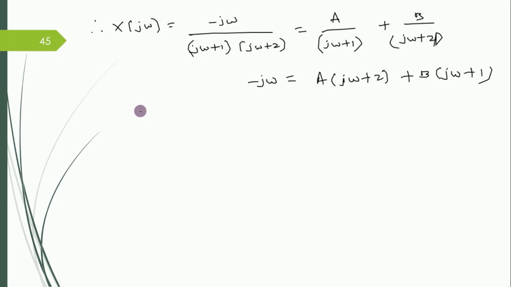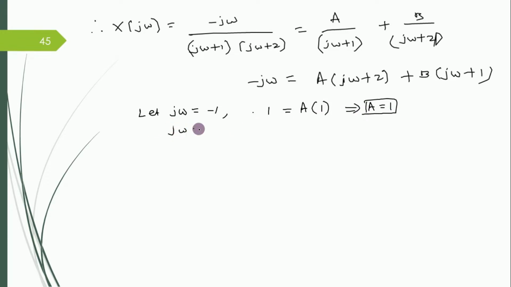So now we shall substitute, let j omega is equal to minus 1. I am choosing this value because I want to retain a, I want to make b's component 0. So if I substitute minus 1 here, minus 1 plus 1 cancels. So here minus of minus 1 is 1. 1 is equal to a into minus 1 plus 2 is 1. So therefore a is equal to 1.